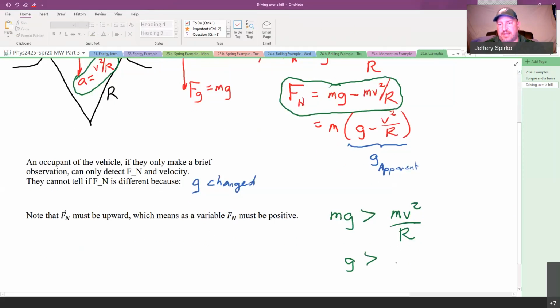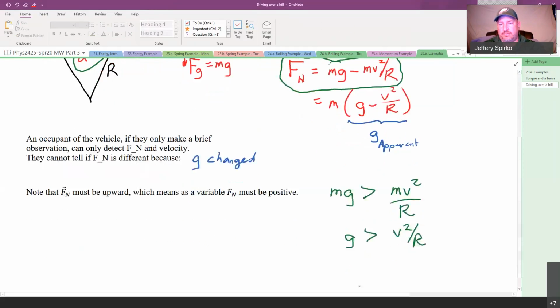g has to be greater than v squared over r, which means gr has to be greater than v squared. So it gives you a max speed that you can travel. Usually when we write inequalities, we write them with a less than sign, not a greater than sign. So we could write this as v squared is less than gr. So the max speed is the square root of gr. And that's another consequence that comes out of driving over a hill.